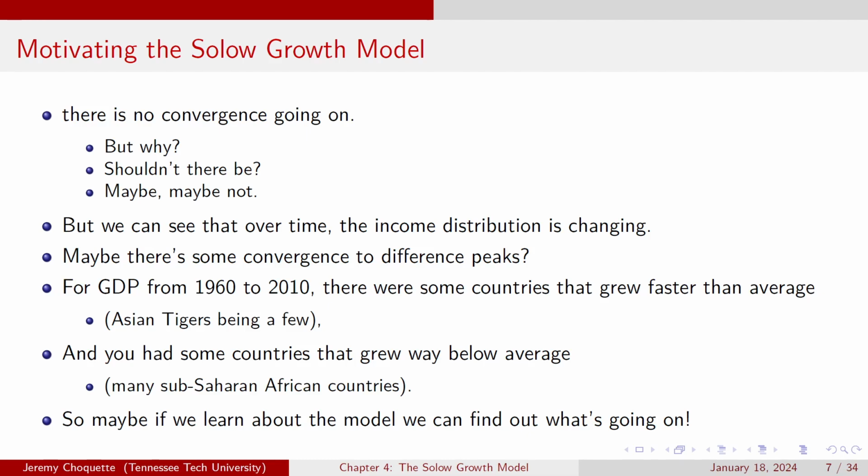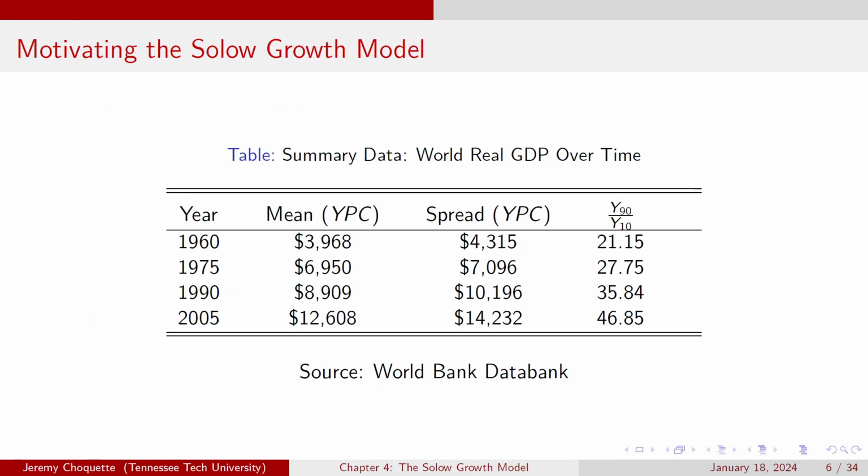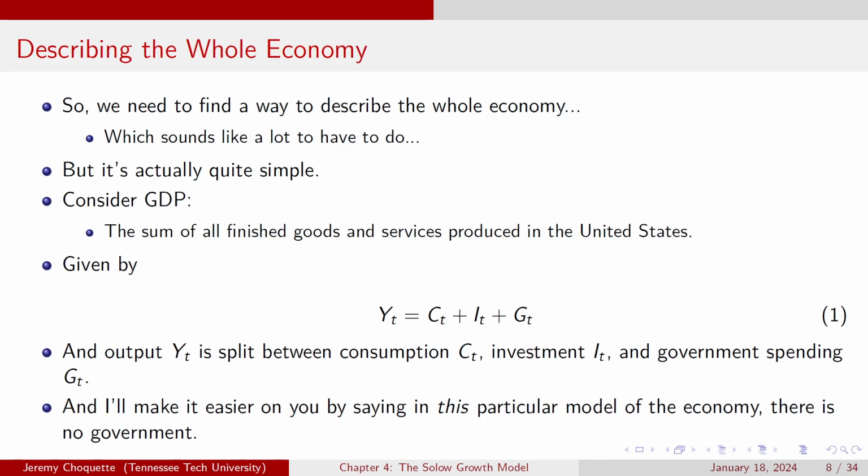But for GDP between 1960 and 2010, there were a lot of countries that grew way faster than average, the Asian tigers being a few of them. And then you also had some countries that grew way below average, namely sub-Saharan African countries. So you had some countries that grew a lot faster, some countries that grew a lot slower. So maybe that is describing some of this variation and this lack of convergence that we're seeing in the data. If we want to learn more about that, probably a good idea to start learning about the actual model.